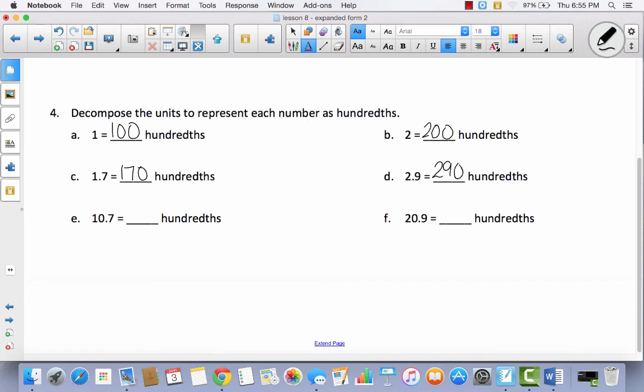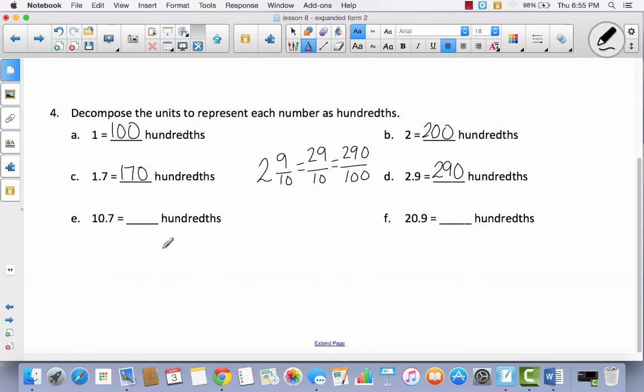290 hundredths. Okay, so let's think about that for a minute. I've got 2 and 9 tenths. That's equal to 29 tenths, which is equal to 290 hundredths. All I did was multiply the numerator and the denominator times 10. Okay? See if you can do E and F by yourself. If you get stuck, press play and I will help you.